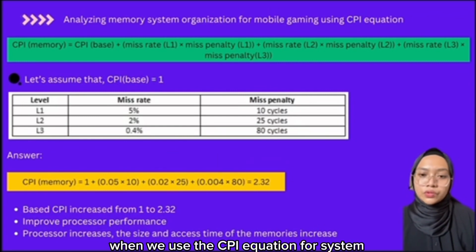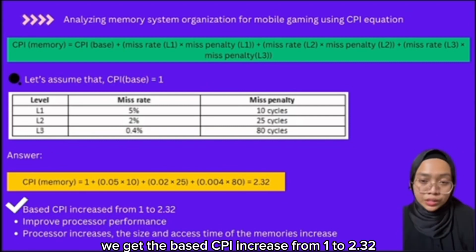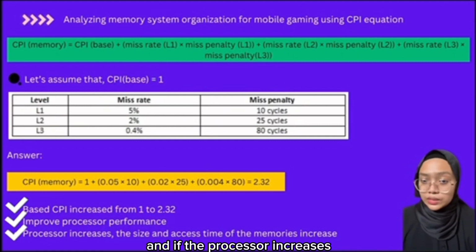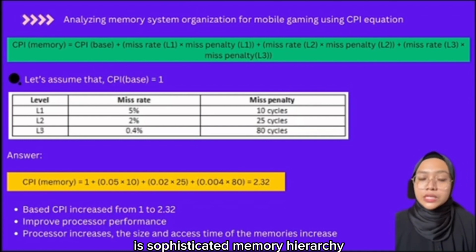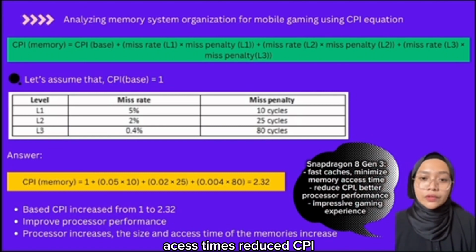So what do we get when we use the CPI equation for system memory organization? We get the base CPI increasing from 1 to 2.32, and it also improves processor performance. And if the processor increases, the size and access time of the memories increase. So the Snapdragon integrates a sophisticated memory hierarchy with fast caches to minimize memory access times, hence reducing CPI for a better processor performance and impressive gaming experience.